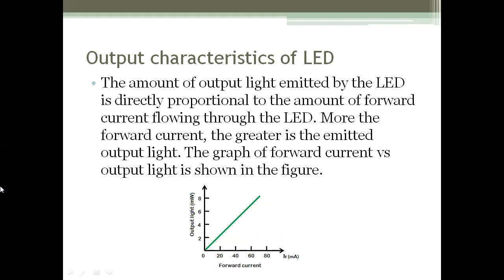So the graph will be a linear one between forward current and output light, a straight line passing through the origin. Whereas when you draw a graph between input voltage and output current, it will be a non-linear curve, where up to a certain input voltage there is no current in the circuit. After that, the current starts increasing. So two different graphs: a linear graph between forward current and output light, and a non-linear graph between input voltage and output current.